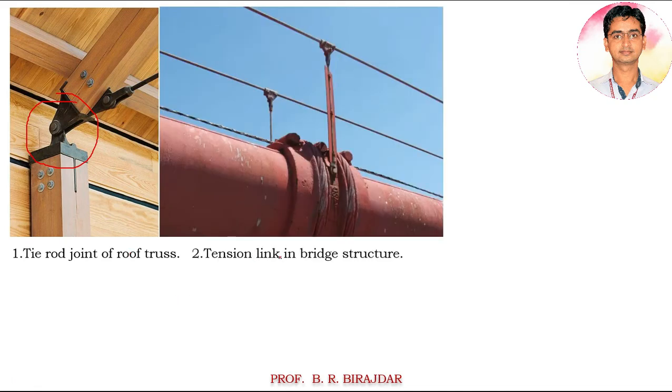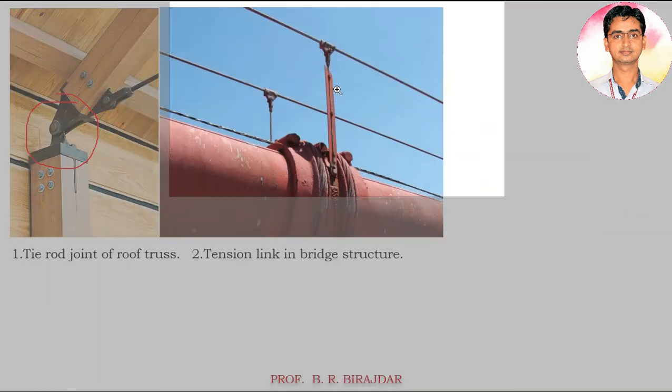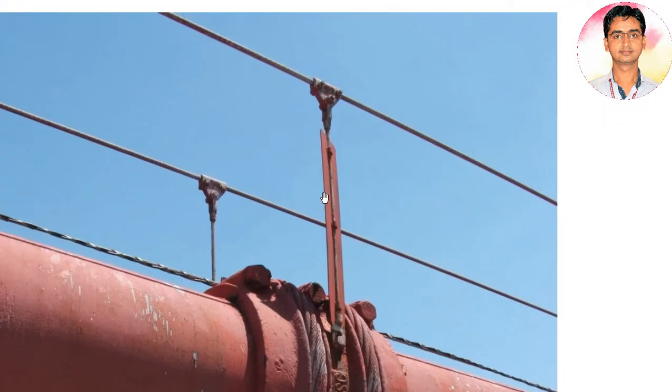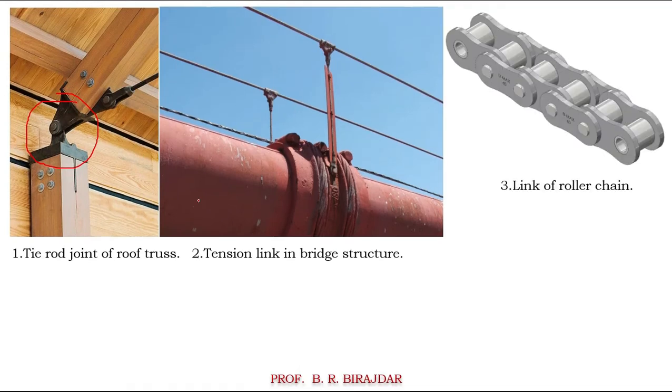Then second, the tension link in the bridge structure. Here you see this is the tension member, and here we are using the joint, and again here we are using it. This is the fork end, this is the eye end, and there we are using the cotter pin. So this is the second application.